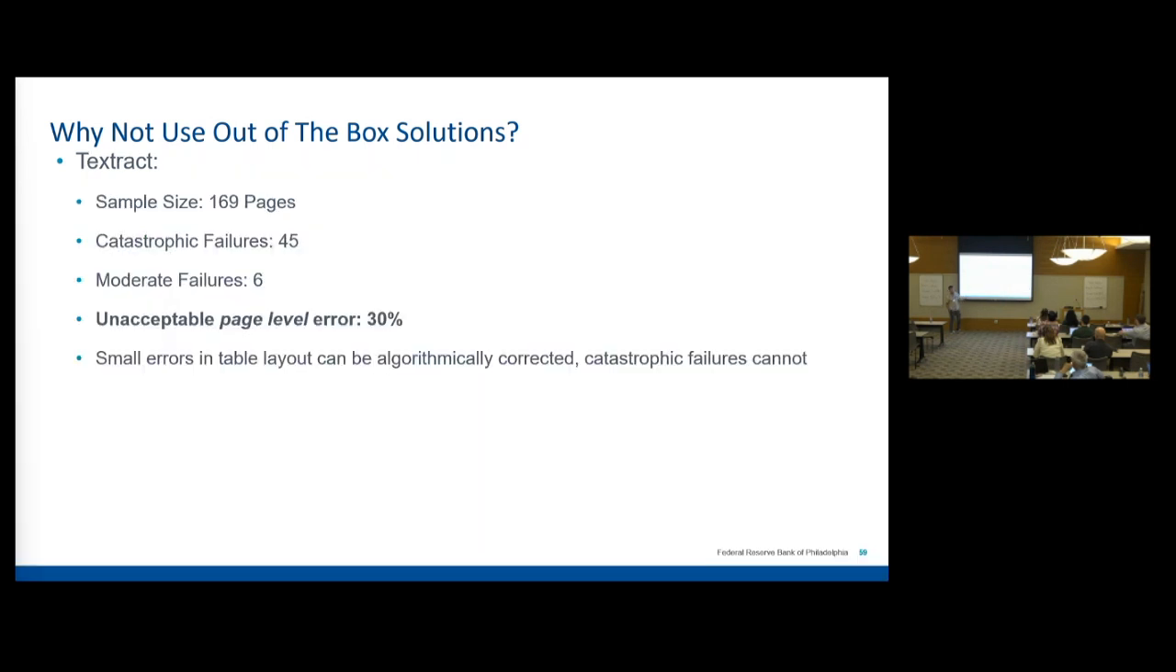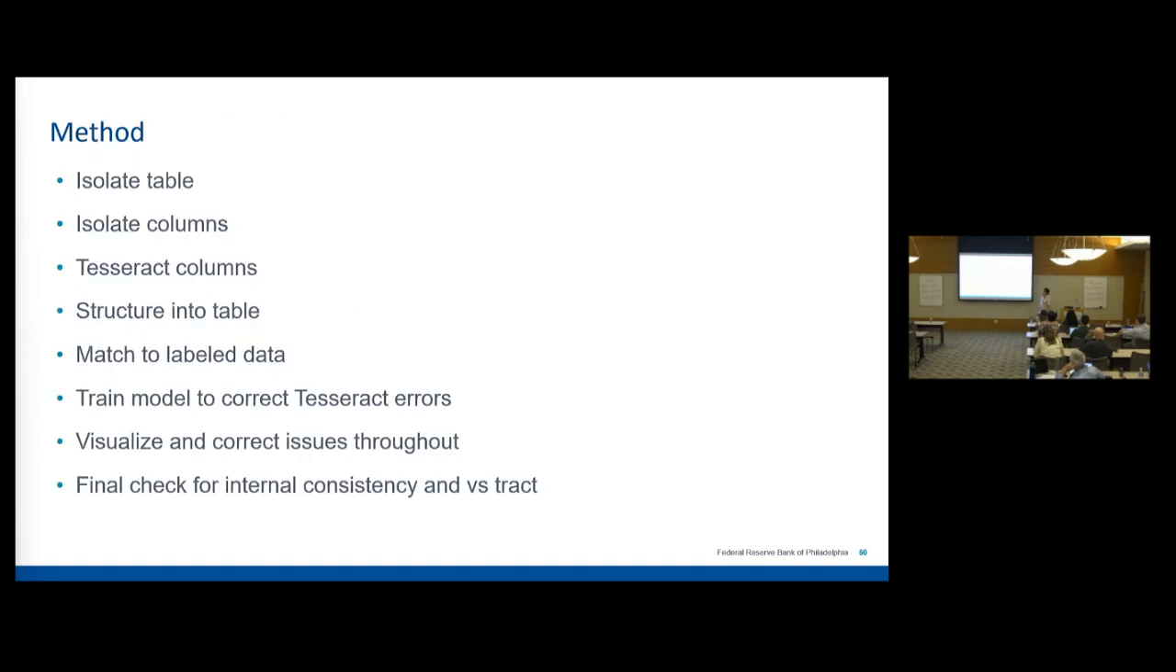And that would actually be okay if it was just a page or two that happened on. But for Philadelphia, there's 169 pages, and Textract fails in a useless manner 51 times out of 169. So it has a page-level error rate of 30%. So while we can fix these little errors that happen when it works, we can't really do anything consistent about the catastrophic errors. And that's why we go through the effort of building a custom method here.